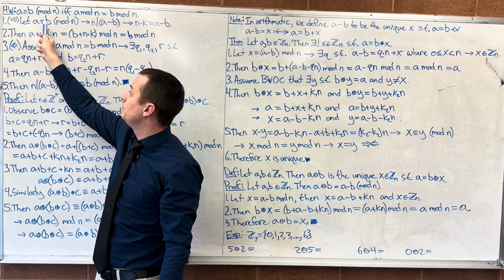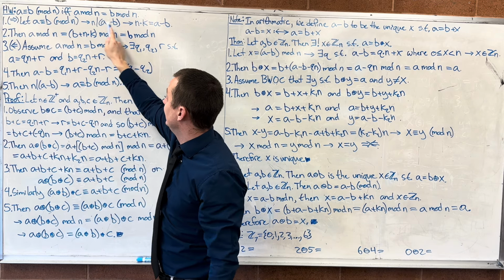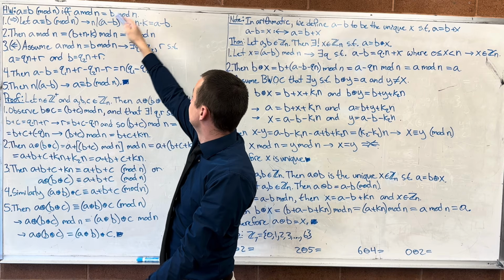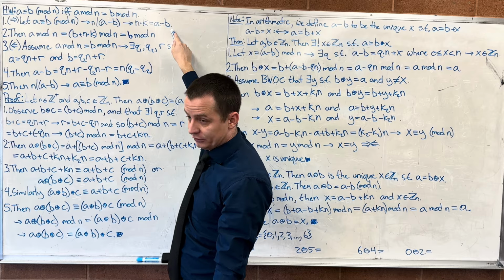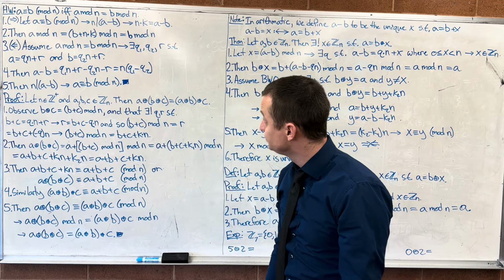What does it mean for A to be congruent to B mod n? n divides their difference. So then n divides their difference. What does it mean for n to divide their difference? n times some integer is equal to their difference. Good so far? Pretty straightforward, just unraveling definitions.